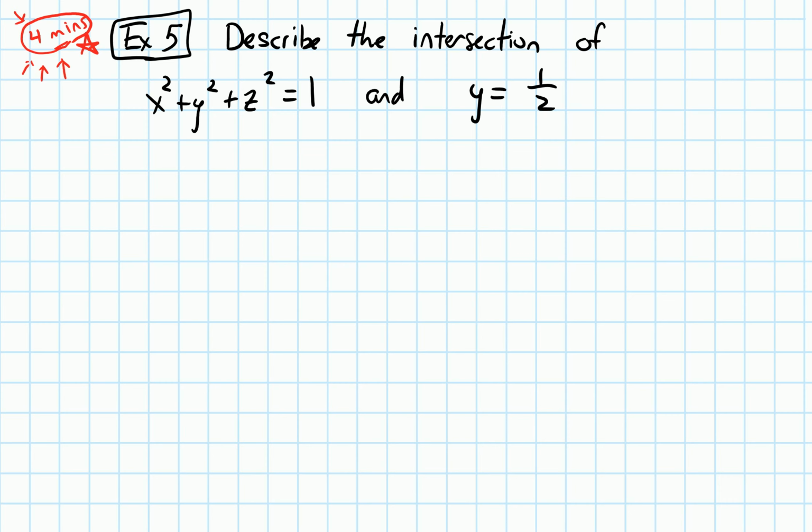Alright, so let's go ahead and talk about it. Hopefully you've paused the video. If not, go ahead and do so now and think about this question first. Well, let's go ahead and talk about this. So let's talk about this first equation first. So x squared plus y squared plus z squared equals 1. This looks like a sphere.